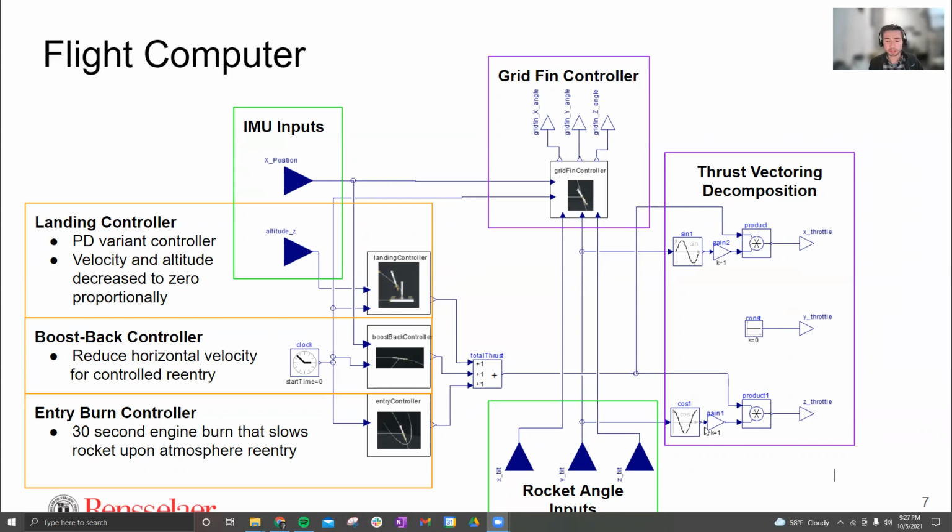Looking at our inputs, in green here we have the IMU inputs. That's position, altitude, velocity, and down here the angle of the first stage. And then lastly in purple, we have the outputs of our flight computer. On the top here, we have the grid fin angles, one angle for each of the 3 grid fins. And over on the far right, we have thrust vectoring that's outputted to the engines.